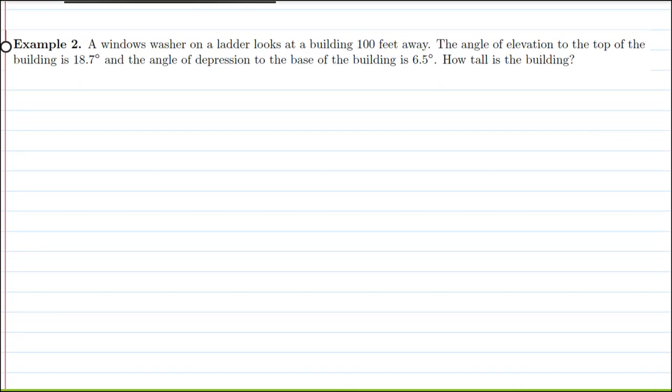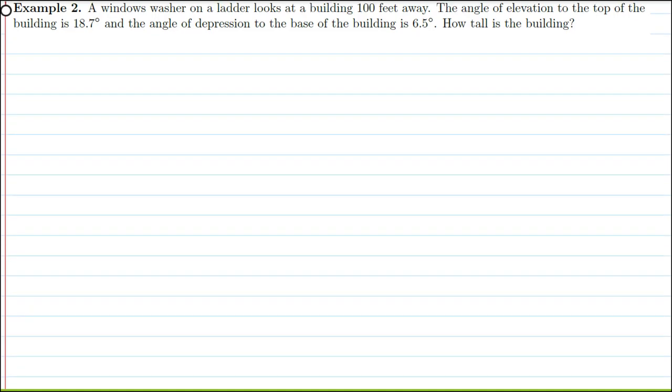So a window washer on a ladder looks at a building that is 100 feet away. The angle of elevation to the top of the building is 18.7 degrees, and the angle of depression to the base of the building is 6.5 degrees. How tall is the building?